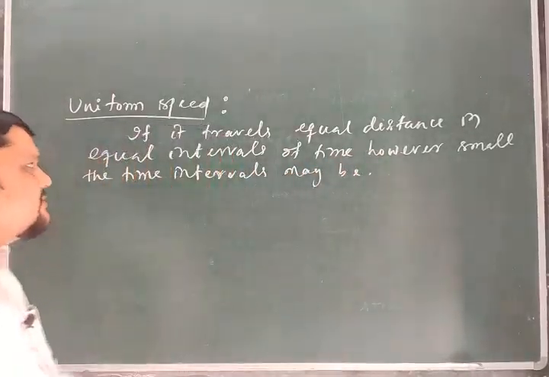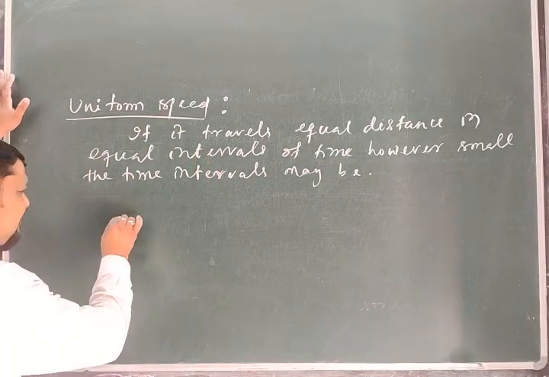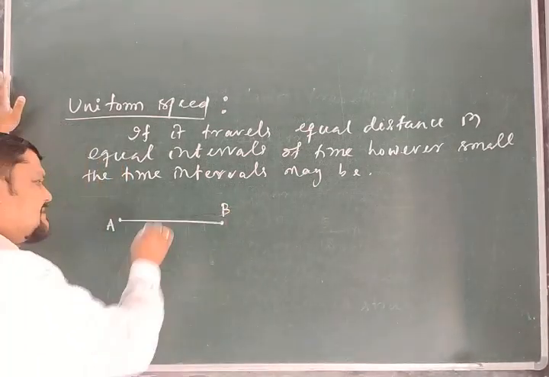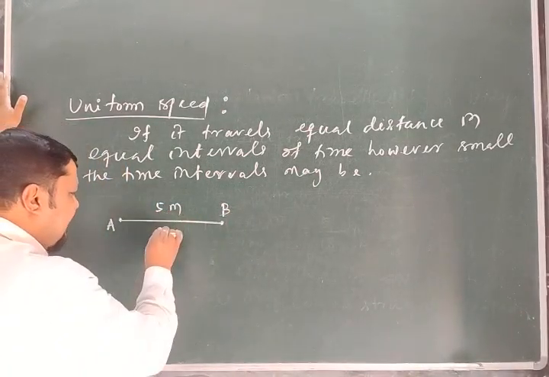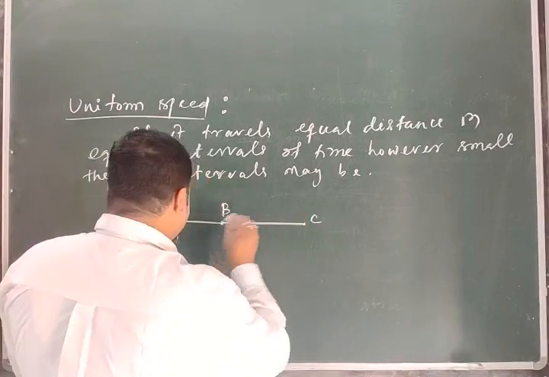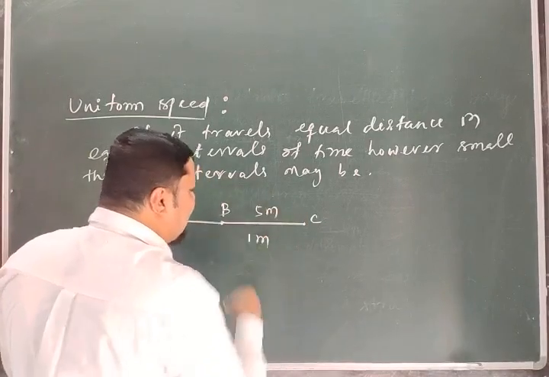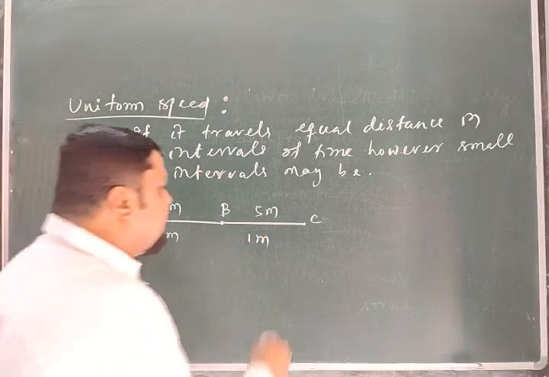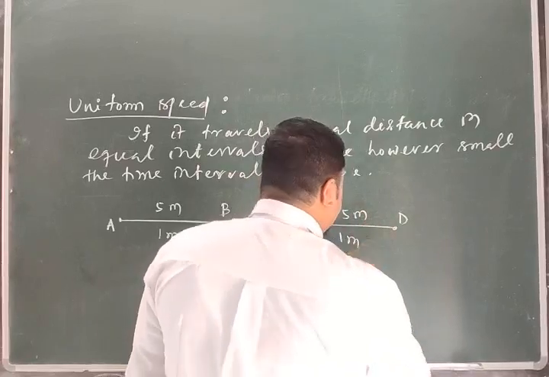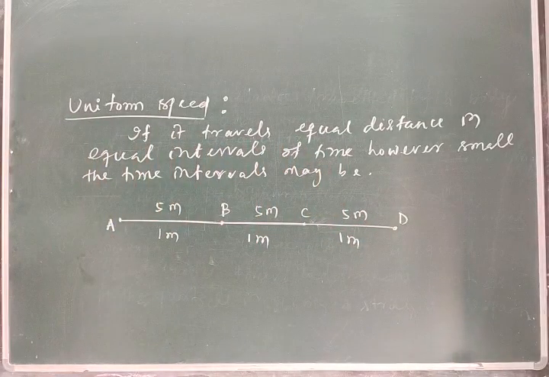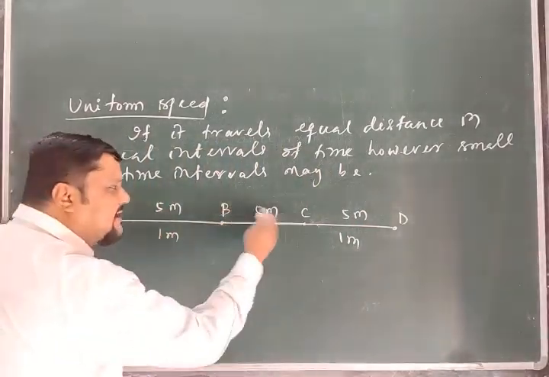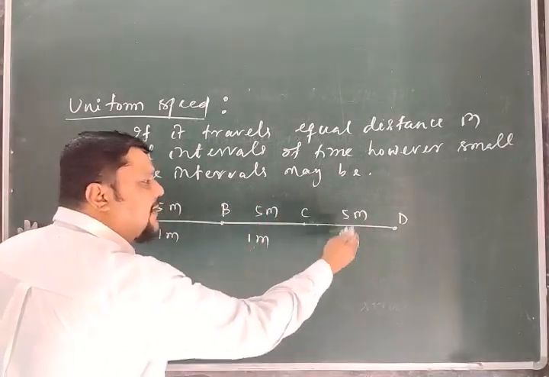Suppose you see an example here. A body starts from A and reaches point B. The distance traveled is 5 meter and it takes 1 minute. Then from B to reach point C, the distance traveled is 5 meter and the time taken is again 1 minute. Then from C it reaches point D, the distance traveled is 5 meter in 1 minute. If I ask you what is the speed of the particle from A to B, that is 5 by 1. Then from B to C, 5 meter by 1 minute. Then from C to D, 5 meter by 1 minute.